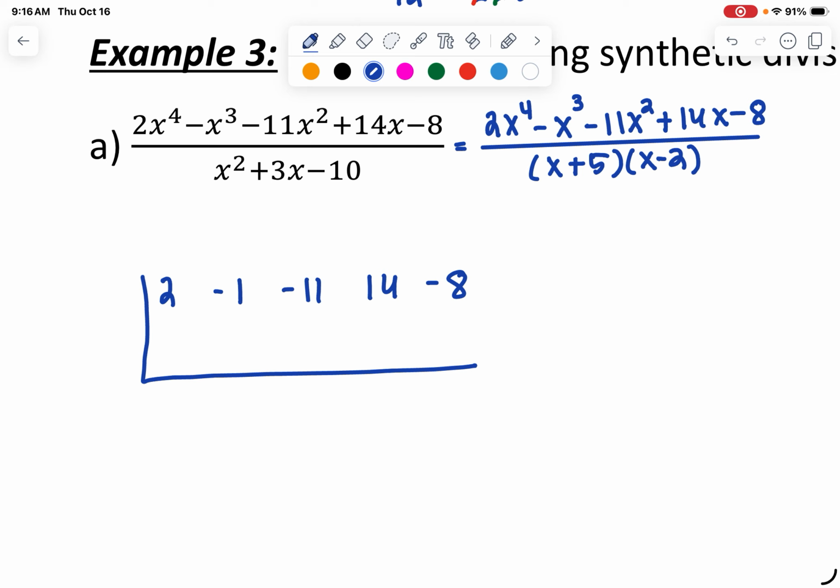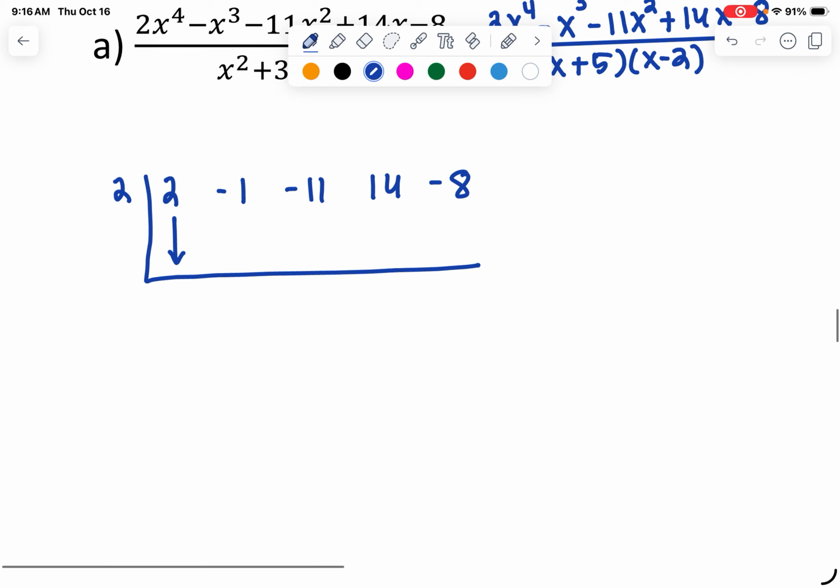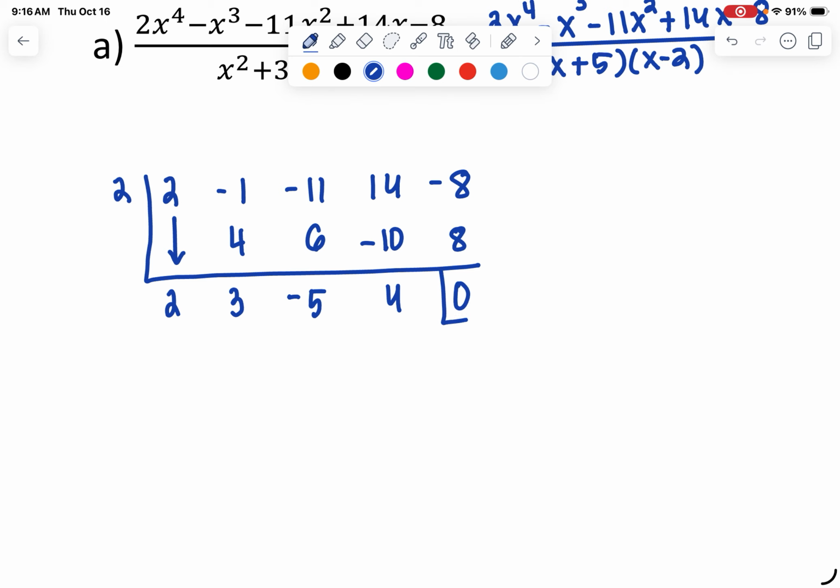I'm hoping it's the 2, because if it's not, then I have to switch to -5. And if the -5 doesn't work, then I can't divide this using synthetic division. We'll find out pretty quickly here. All right, bring down your 2, multiply, it's 4, add, that's 3, multiply, that's 6, add, that's -5, multiply, that's -10, add, that's 4, multiply, that's 8, add, that's 0. Yahoo, there's my remainder.